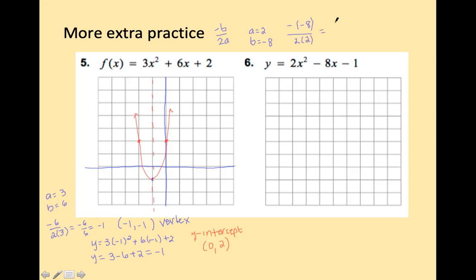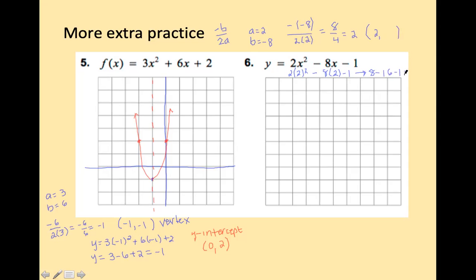So -8 results in a +8. 2 times 2 is 4. 8 divided by 4 is 2. So far we know the x coordinate of our vertex is 2. How do we find the y coordinate? We're going to plug 2 in for these x's. So we're going to have 2 times 2 squared minus 8 times 2 minus 1. All right, I'm going to draw a little arrow here. 2 squared, remember order of operations, 2 squared is 4. 4 times 2 is 8. Minus 8 times 2, 16 minus 1.